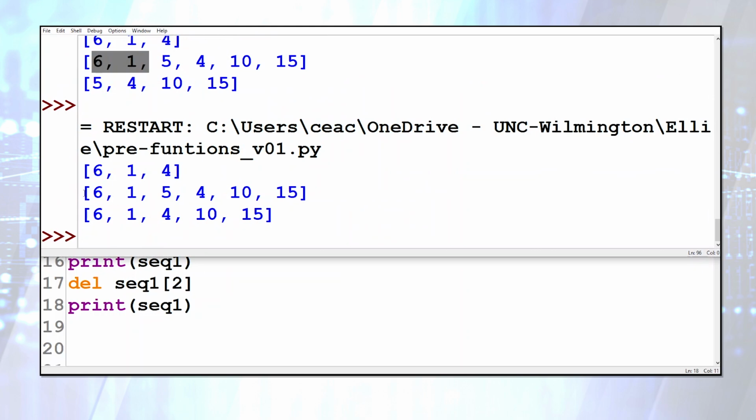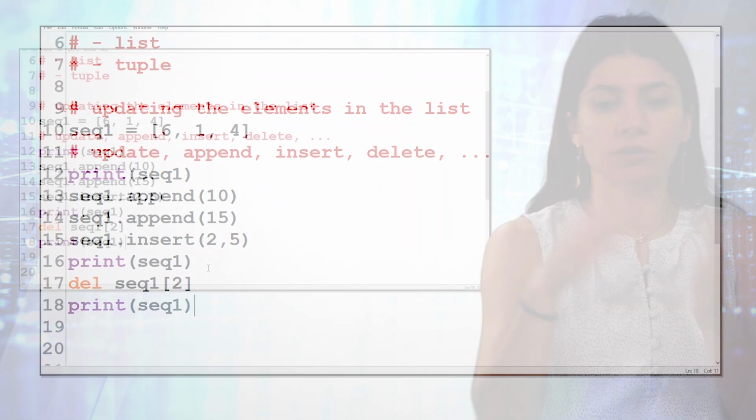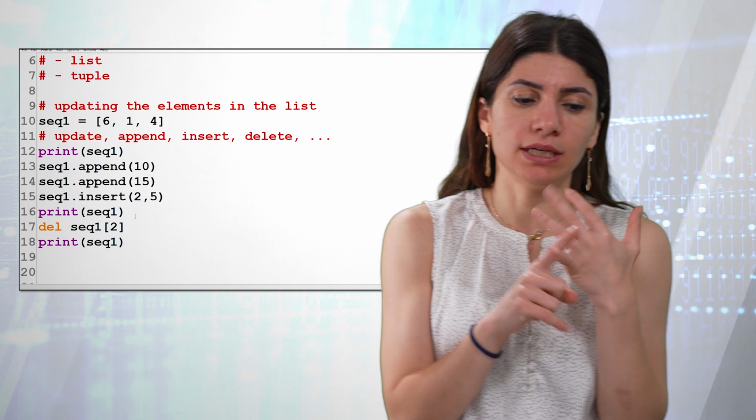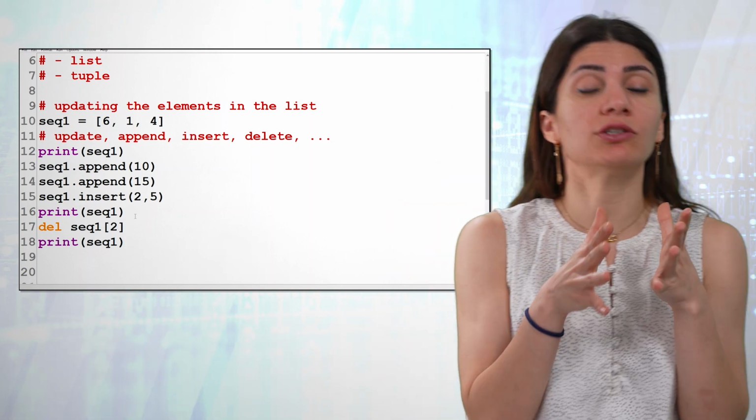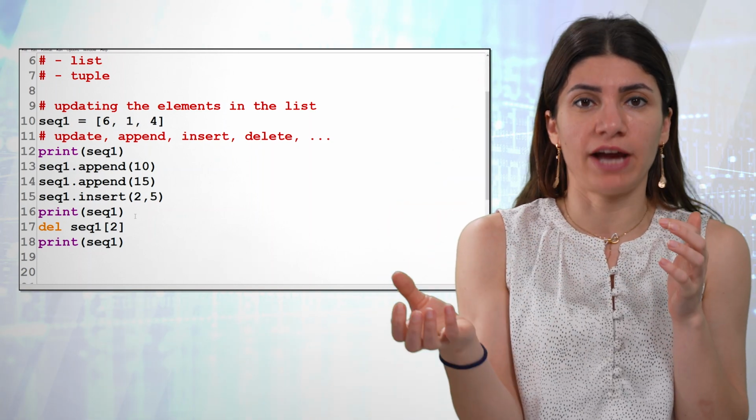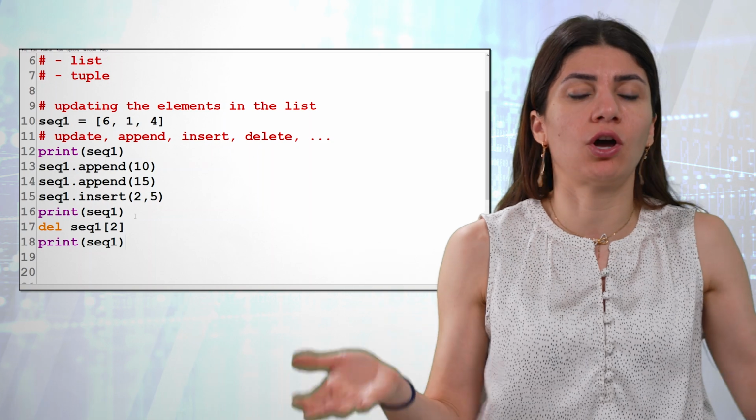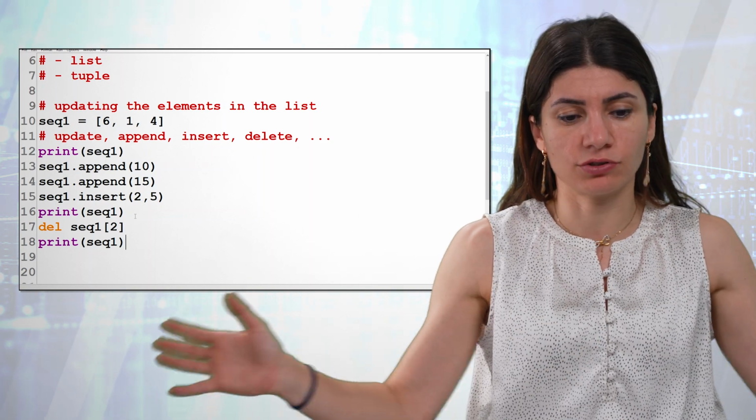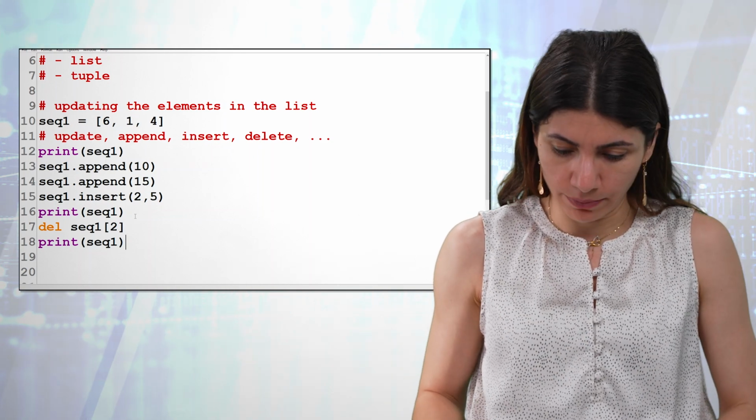So here we go. So we have 6, 1, 5, 4, 10, and 15. 5 is at index number 2. And then in the next command, what you have is, okay, delete whatever is at index number 2. And then it deletes 5, right? So with the two different methods, with delete, you need the index number. With remove, you need the value, right? It gives you two different options for taking stuff out of your list.